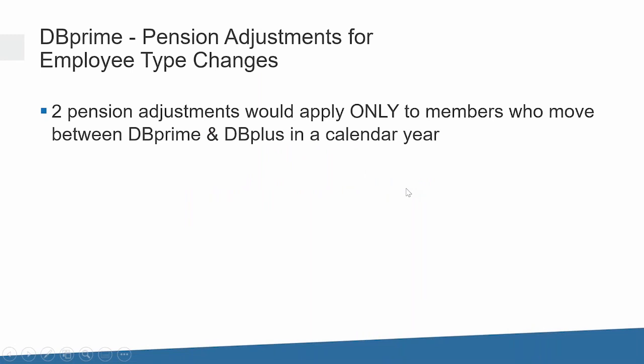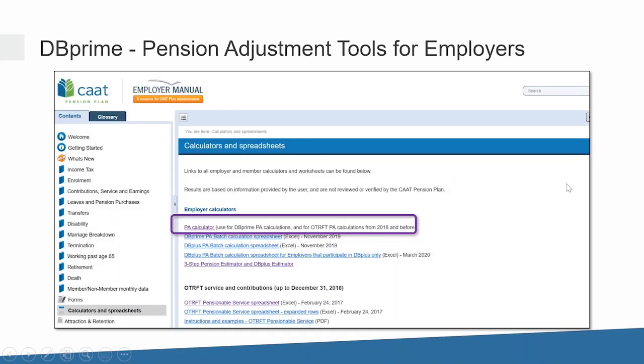The pension adjustment calculation remains the same as last year. Employers will need to report PAs for DBprime and DBplus separately. This would apply for members who change employment type between full-time and OT or FT within the same calendar year. You can locate our PA calculators in the employer manual as shown on this slide.